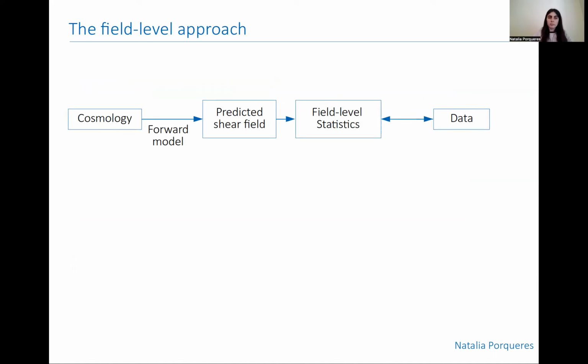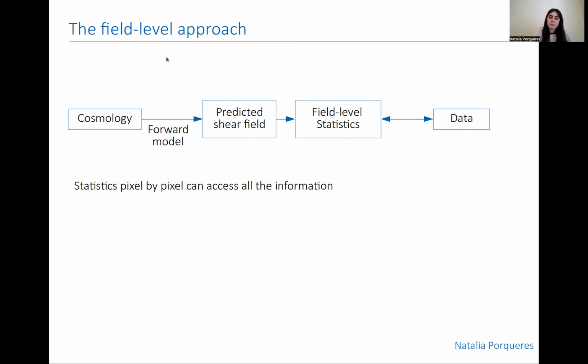So how does a field level approach work? The first thing we have is some cosmological model. And then given some cosmology and a model, we can predict some shear fields. And then we will compare these predicted shear fields to the data directly at the field level, doing all the statistics pixel by pixel. And by doing statistics pixel by pixel, we can in principle get all the information that is there in the data.